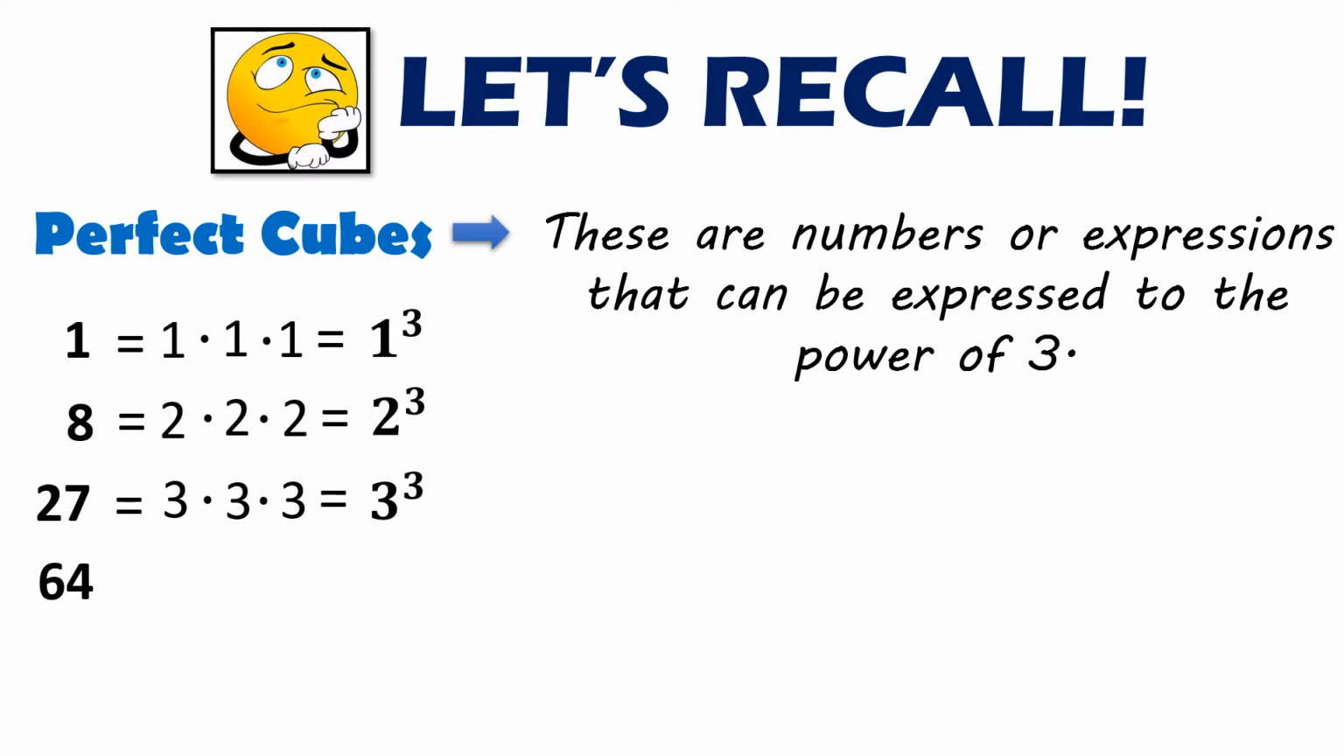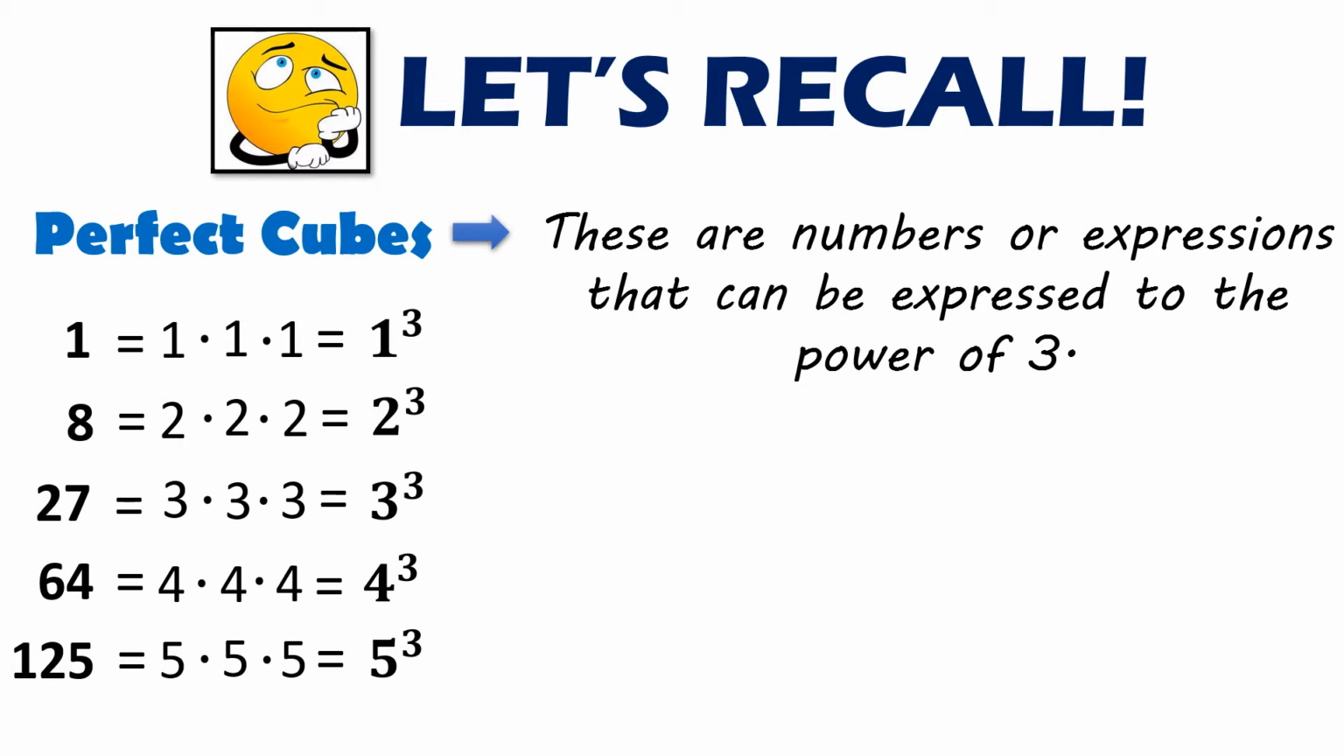Next number is 64. 64 is a perfect cube because it can be factored as 4 times 4 times 4, which is written as 4 raised to 3. Another number, which is 125. It can be factored as 5 times 5 times 5, which is written as 5 raised to 3. And there are more other numbers which are considered as perfect cubes.